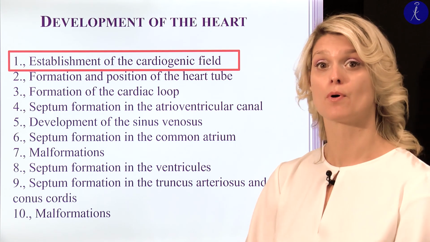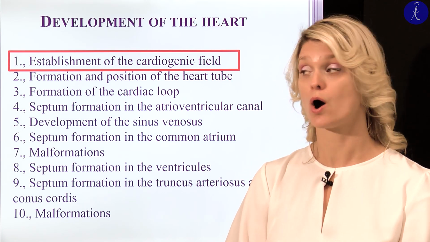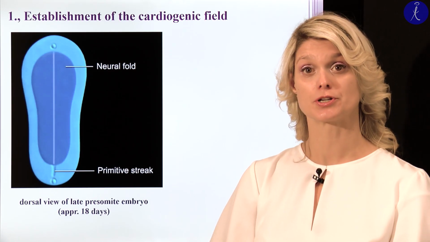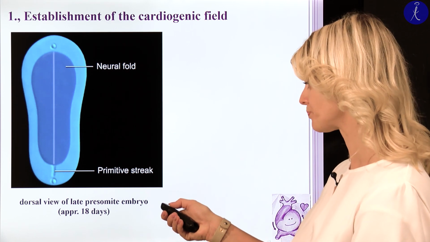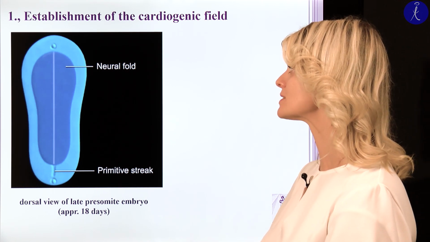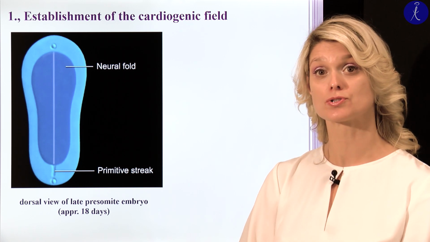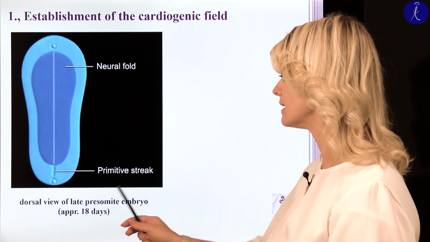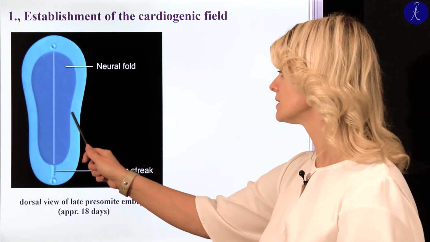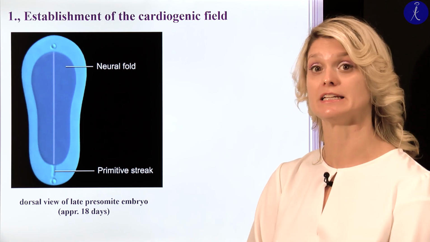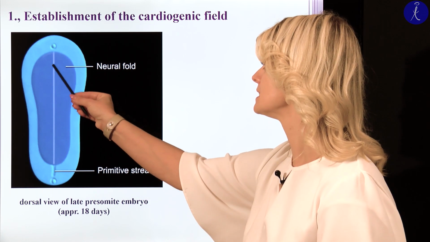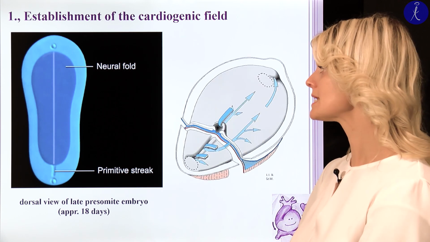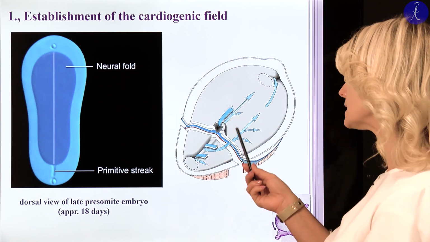Let's see the first point, the establishment of the cardiogenic field. Here you can see this picture of the embryo at the pre-somite stage. This is the dorsal view of the pre-somite embryo at day 18. In the middle, we can see the primitive streak. Here you can see the formation of the neural fold. What is happening at this point?